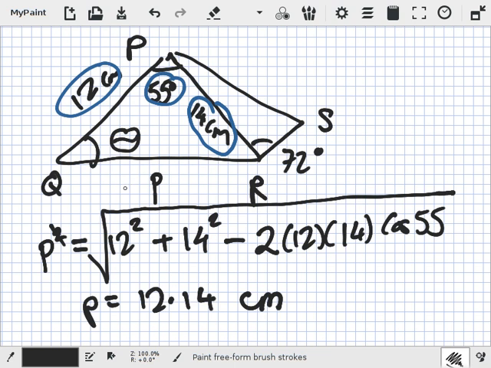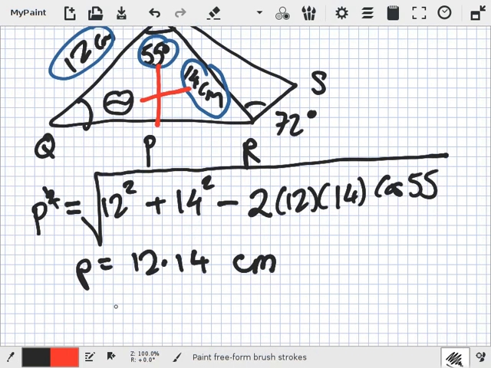Now, what rule could I use to get the theta? Could use the sine rule, because what you can do is you compare the theta with the 14 and the 55 with the p that you just got. So you can make this equation. You can say sine theta over 14 equals sine 55 over p, which is 12.14.